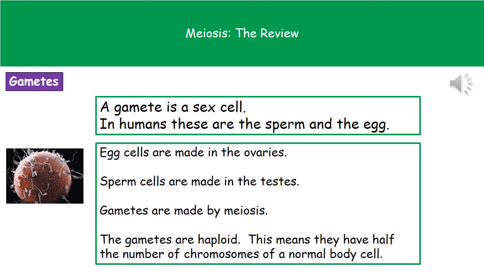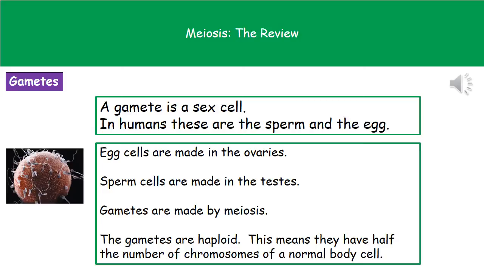Another term we need to be aware of is this phrase gamete. Now a gamete quite simply is a sex cell, so if we're thinking humans we're talking about the sperm cell and the egg cell. Just a little recap on those sperm and egg cells because it's been a few years since you studied them properly. First of all, egg cells are made in the ovaries and sperm cells are made in the testes. Both of those are gametes and they're made by this process called meiosis.